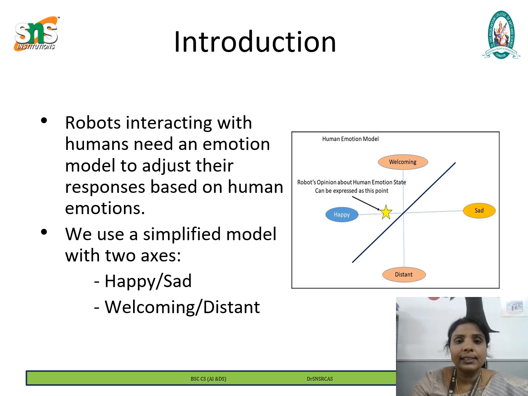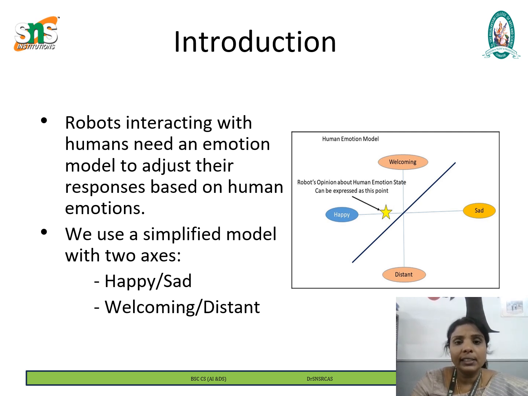Next one is welcoming and distant. So this axis determines how open or closed the human is to interaction. If the human is actively engaged, giving detailed answers and showing interest, they are categorized as welcoming. However, if they are unresponsive, provide short answers, or avoid interaction, they are classified as distant.